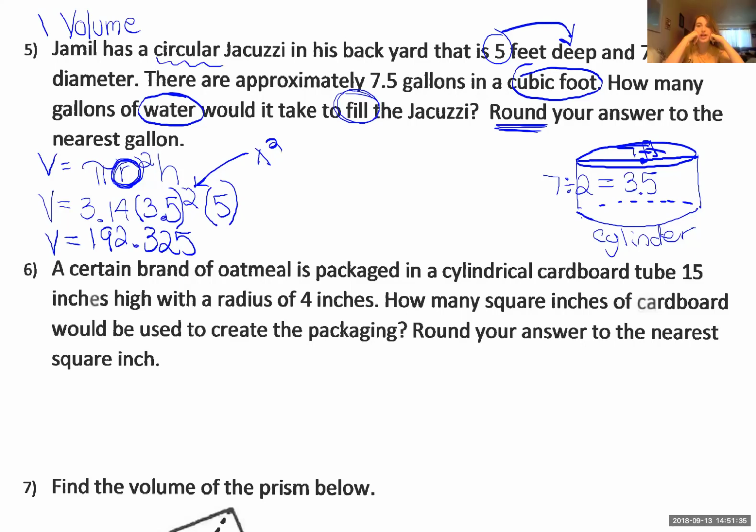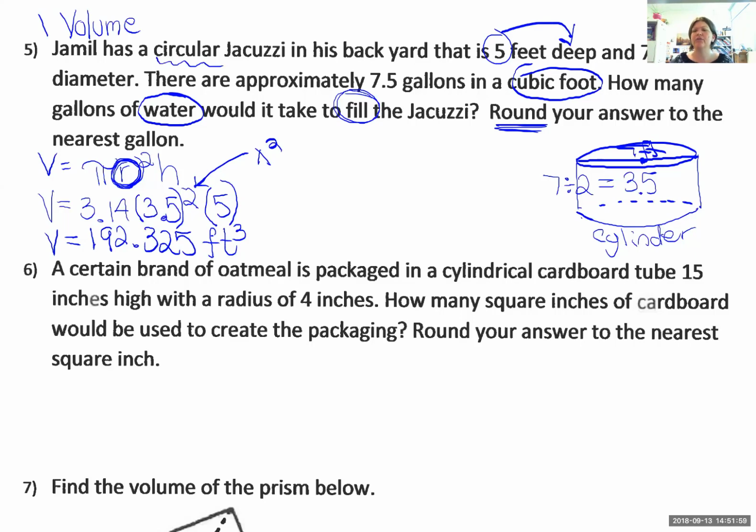Just 7.5. Yeah, exactly. We've been asked to find out how many gallons of water it would take to fill the jacuzzi. This number isn't currently gallons. I just worked with a bunch of feet. This number is currently in cubic feet. This is a volume measurement. It's measured in cubic feet. So the last and final thing they're asking me to do is a conversion. They want me to go from cubic feet over to gallons.